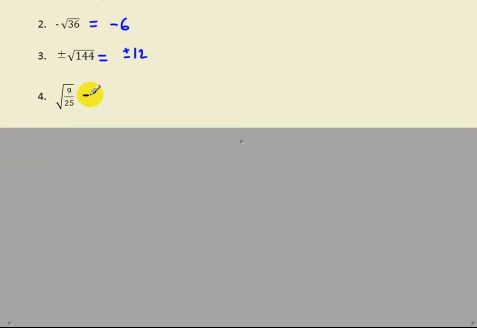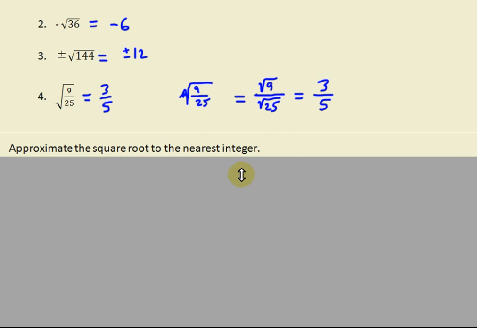And in number 4, we can look at that and you might observe that these are both perfect squares. And so this is going to be 3 over 5. And if you didn't spot that, another trick you can do, the square root of 9 over 25 is the same as the square root of 9 over the square root of 25. In other words, you can break down that radical into two separate parts, numerator and denominator, and get the same result, 3/5.